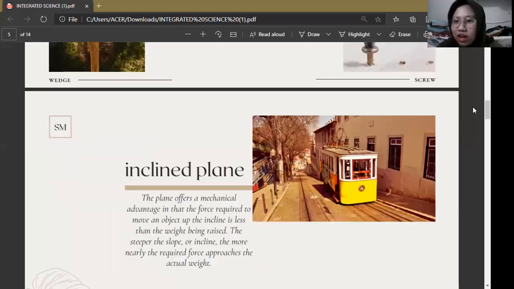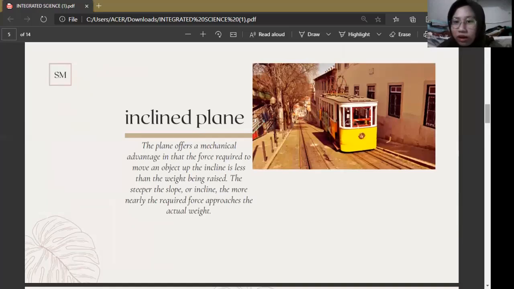And then next, let me explain the types of simple machines one by one. First, we're going to talk about the inclined plane. For the inclined plane, we have this picture of a tram. It's a tram in Berlin. I took the picture of the tram in Berlin. You can see that the track is really inclined and very steep. So why does it have to be this way? An inclined plane is a plane that offers a mechanical advantage in that the force required to move an object up the incline is less than the weight being raised.